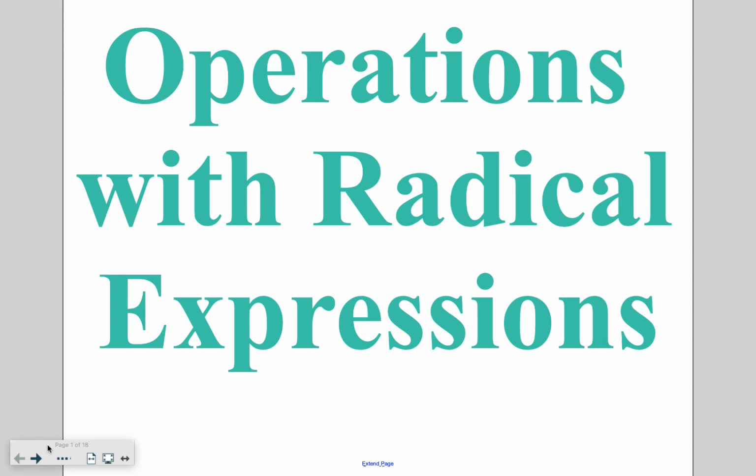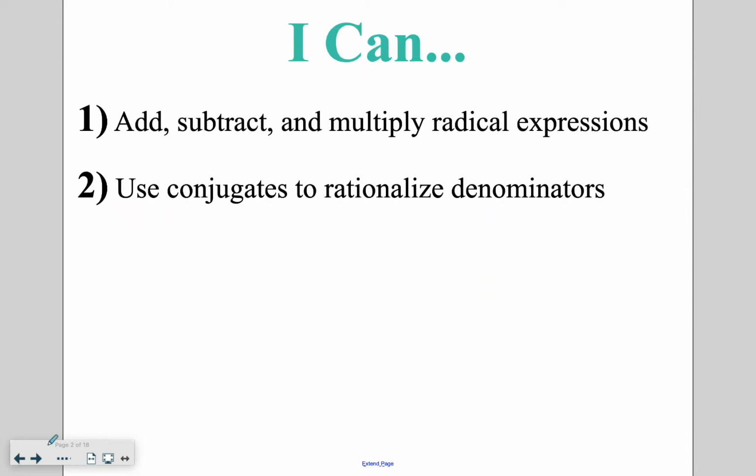Hello class, and welcome to today's algebra lesson, which is about operations with radical expressions. By the end of today's lesson, you will be able to add, subtract, and multiply radical expressions, as well as use conjugates to rationalize denominators.